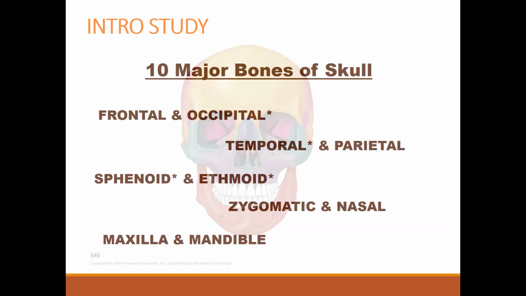Sphenoid is the temple. Is it also down? It's the back of the socket. Yeah, you can't really put your finger there. Just the temporal is above the ear. Temporal right here is the flat part of your skull. Sphenoid is here. Ethmoid is on the side.